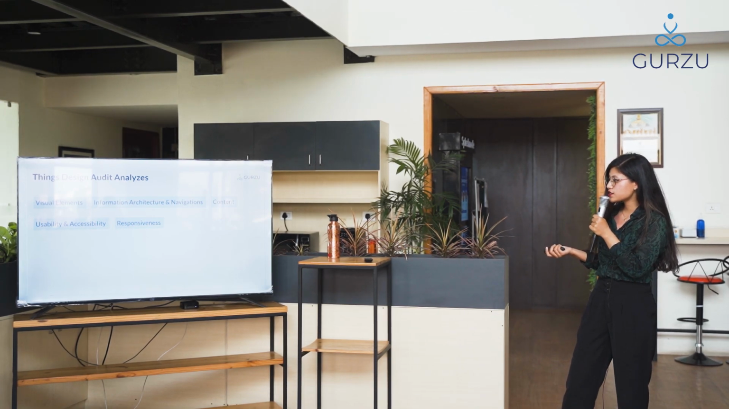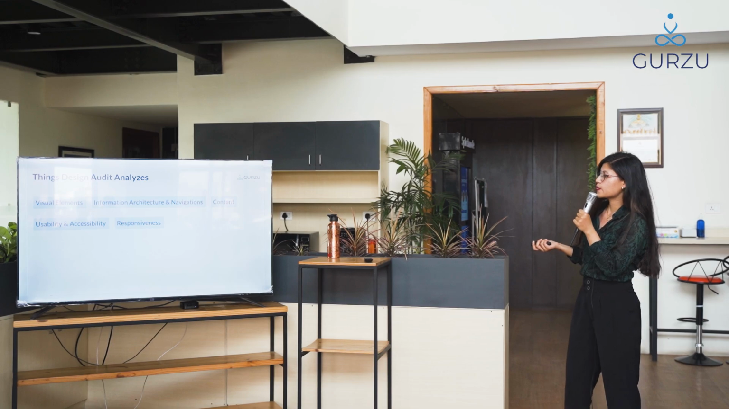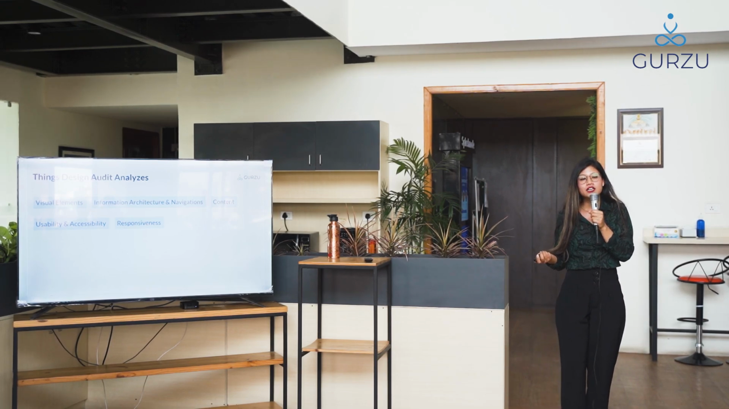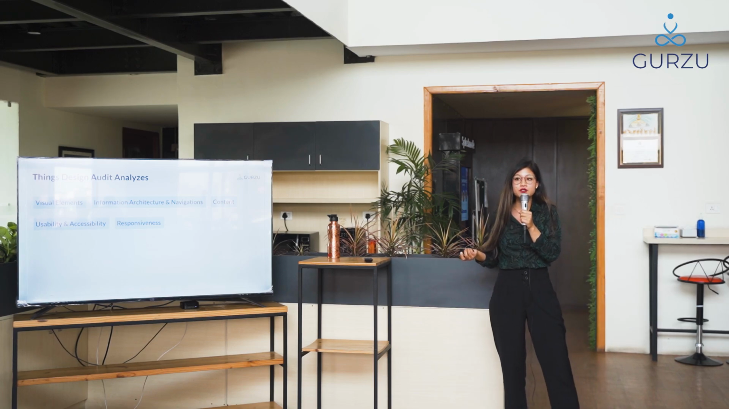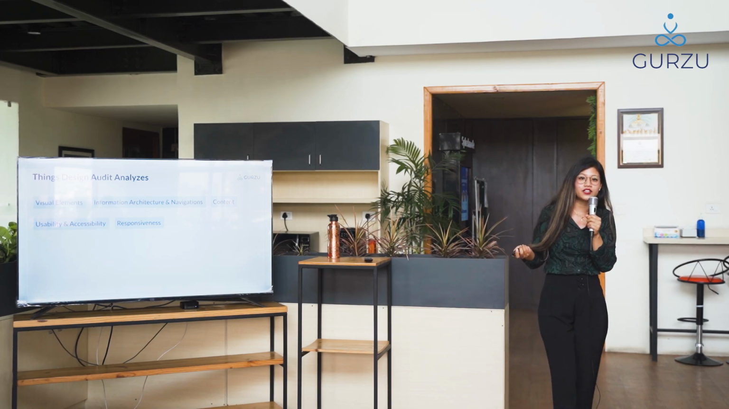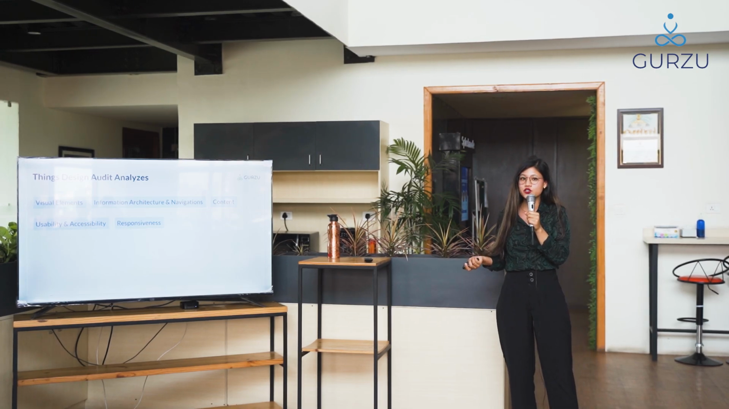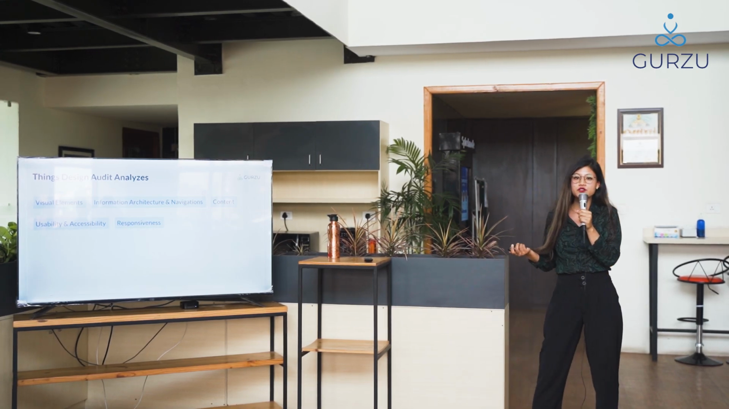So next is the usability and accessibility. So the design should be accessible to everyone. So there are people who have color blindness who cannot differentiate between red and green color. So त्यो केसमा चाहिँ design should be made in such a way that it should be accessible to everyone.